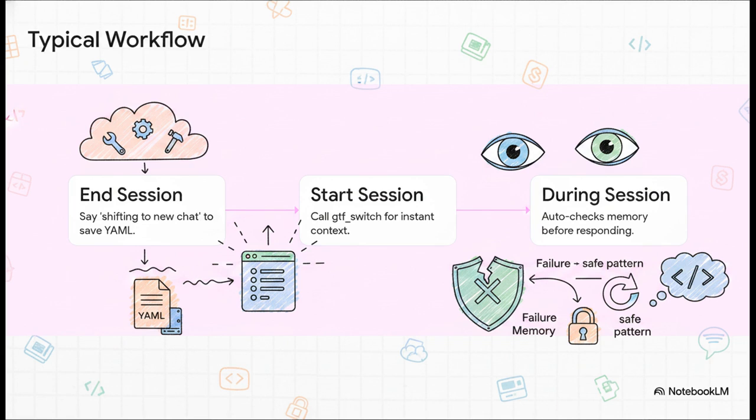Then, when starting a new session, you just run the GTF switch command, a menu pops up, you pick your project, and bam! Instantly, all your context is restored. But here is where the real magic happens, during a session. Before Claude gives you a response or suggests any code, it automatically checks your planned approach against its failure memory. If it spots a trigger word that matches a past mistake, it stops, warns you, and suggests a safe pattern instead. You literally eliminate all that repetitive prompting.